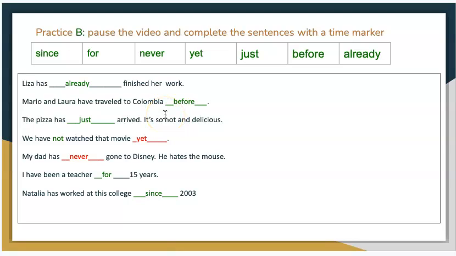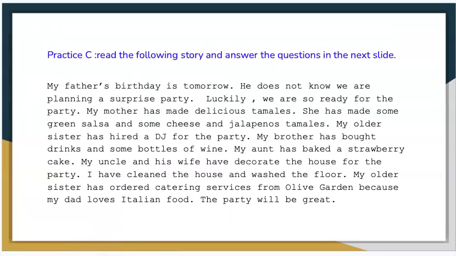The pizza has just arrived. Oh my God, it's so good and delicious. We have not watched that movie yet. Negative sentences with yet. My dad has never gone to Disney. Never had that experience in his life. I have been a teacher for 15 years. Duration of time. Natalia has worked at this college since 2003. Duration of time.